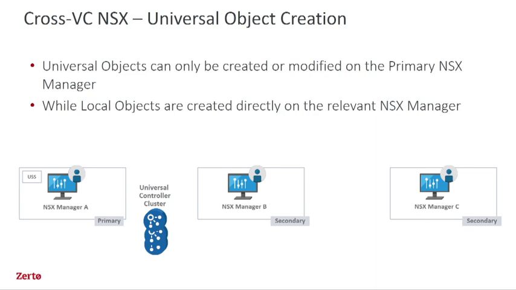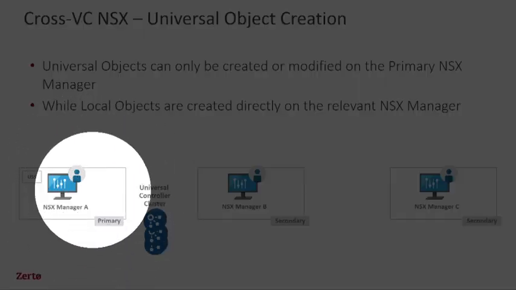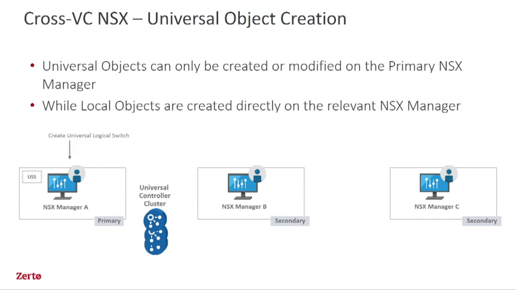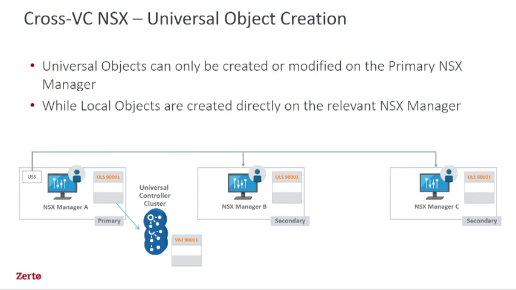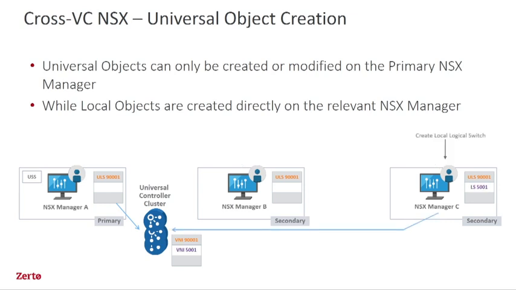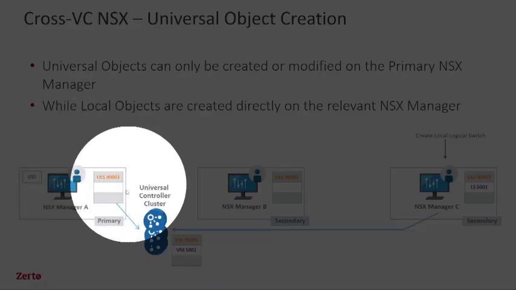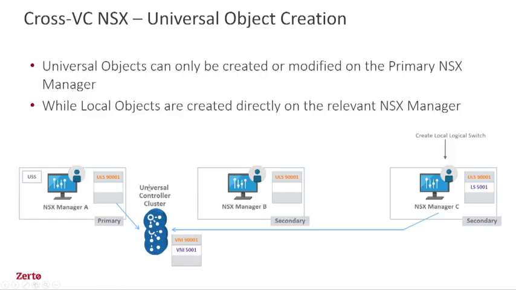So here I'm always configuring it on the primary NSX manager. I create my universal logical switch, it gets stored locally, pushed to the controller cluster, and synced to the other NSX managers at the same time. Now, a local logical switch I can create on any of these, let's say this last one here, gets stored locally, and also pushed to the controller cluster. So you can see this universal controller cluster as a shared object holding all of this information.